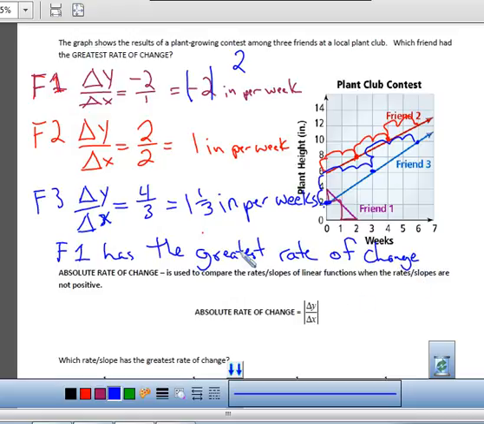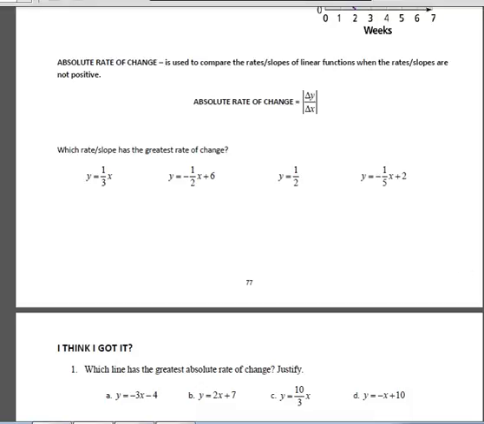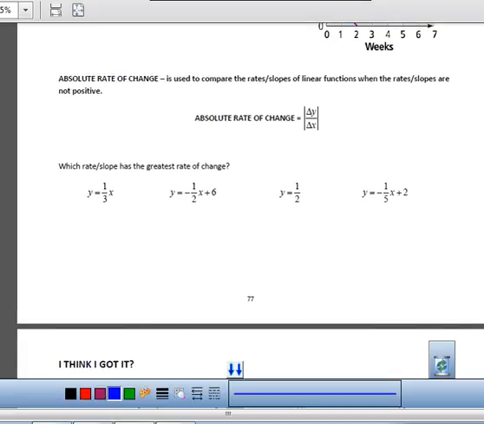Alright, so let's talk about something here. Absolute rate of change is used to compare the rates or slopes of linear functions when rates or slopes are not positive. So you'll see this absolute rate of change is change in y over change in x, and they do absolute value. So essentially, if you have a negative value, treat it like a positive. And that way you can compare which has the greater rate of change. Alright, we have some examples below. We'll work through a couple, and I'll leave one to finish on your own.